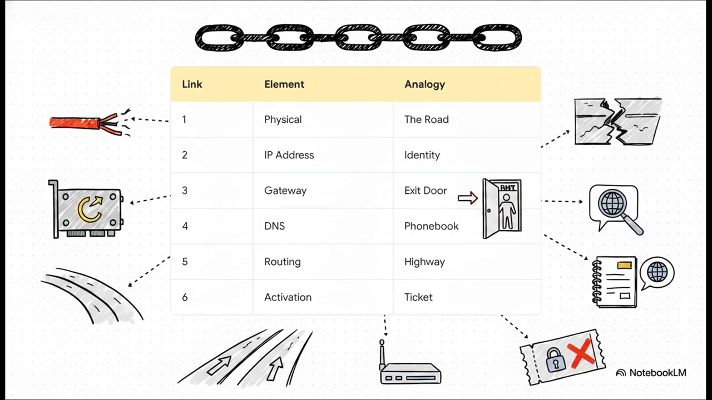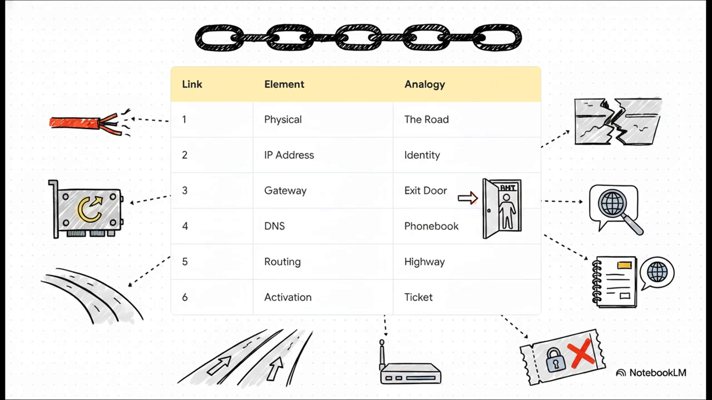Link 1 is physical. Think of it as the road. The cable has to be plumbed in and undamaged. Link 2 is the IP address, or the identity. You need a valid one to participate. Link 3 is the gateway, the exit door. Without it, your traffic is just trapped inside the local network.